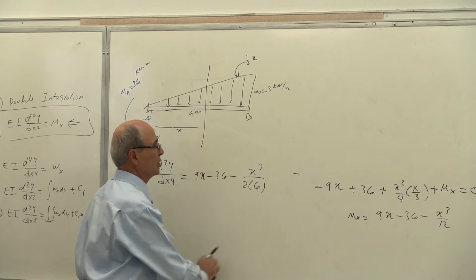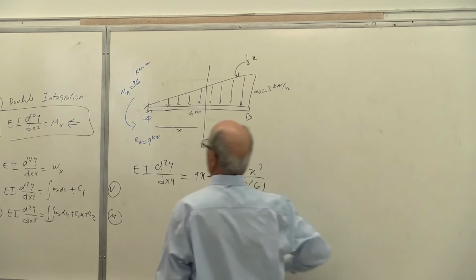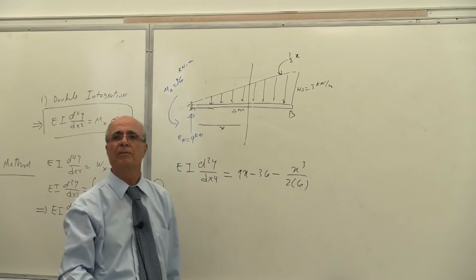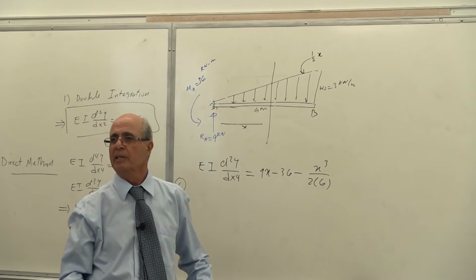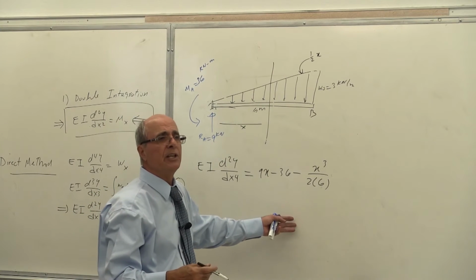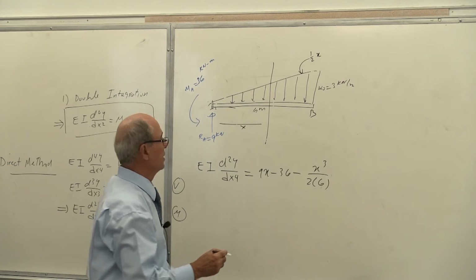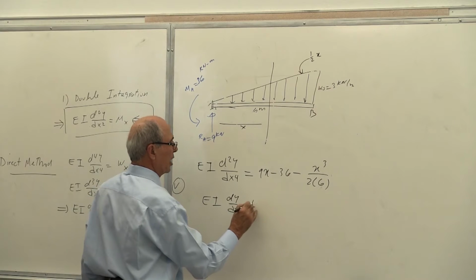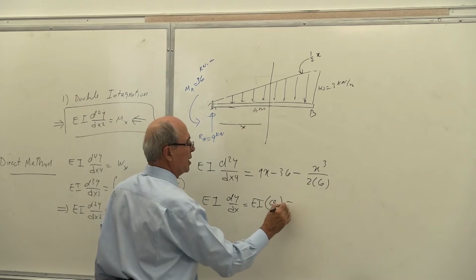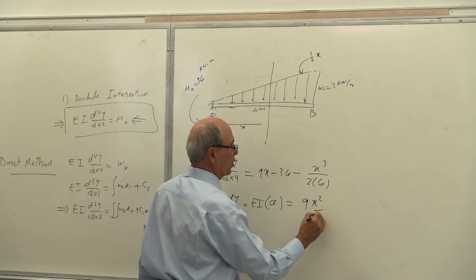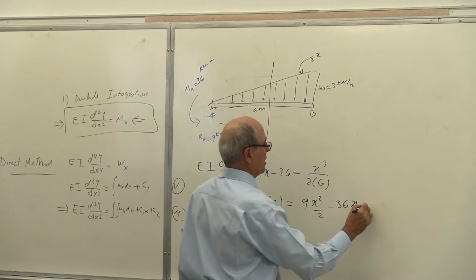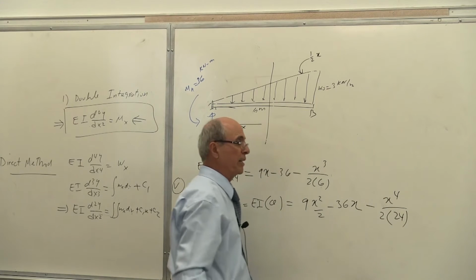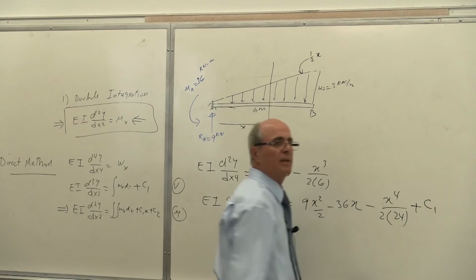Nevertheless, I think this is the better way. So this method is starting with a double integration, because I end up with the m as a function of x. Yes or no? Correct? Now, what was the next thing we have to do? We have now to integrate that twice. Yes or no? Let's do it. So EI dy by dx, which is the theta, we call it dy by dx was the theta, becomes equal to 9x squared over 2 minus 36 minus x4. This 2 stays there, divided by 24, again factorial, plus constant C1.